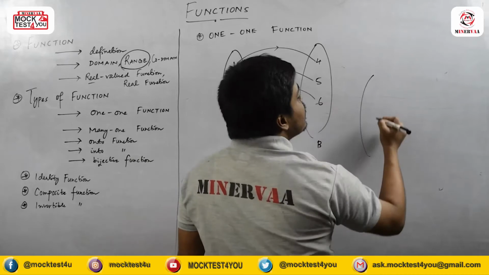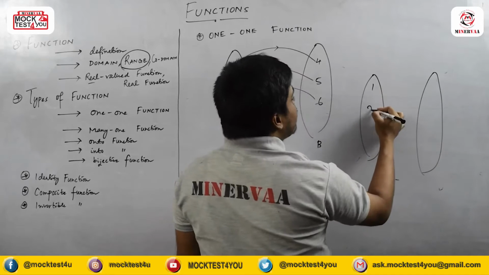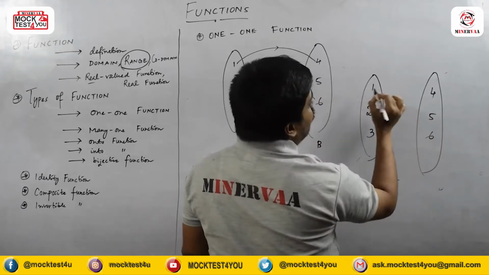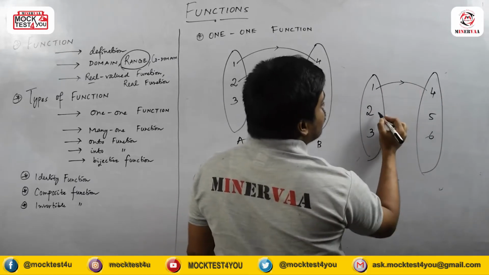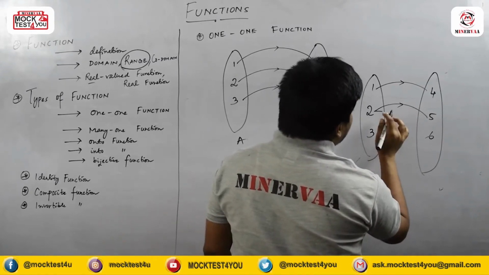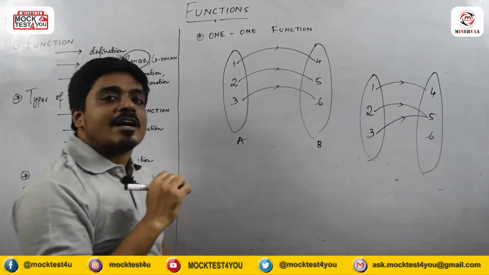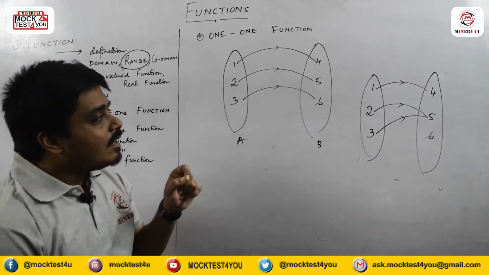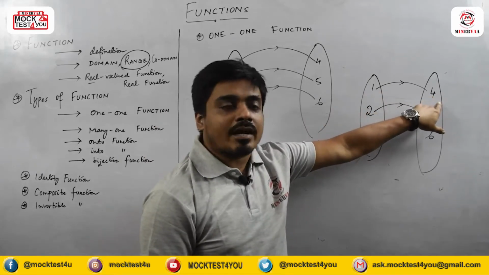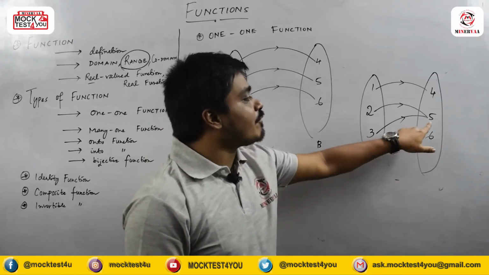Now, when a function is not one-one, look here. Suppose I have 1, 2, 3, 4, 5, 6. Now, 1 with 4, 2 with 5, then 3 with 5. This is what we have. Now, this function you see, here I cannot see one-one. Why is that? 1 is mapped with 4, right? 2 is mapped with 5. 3 is mapped with 5.